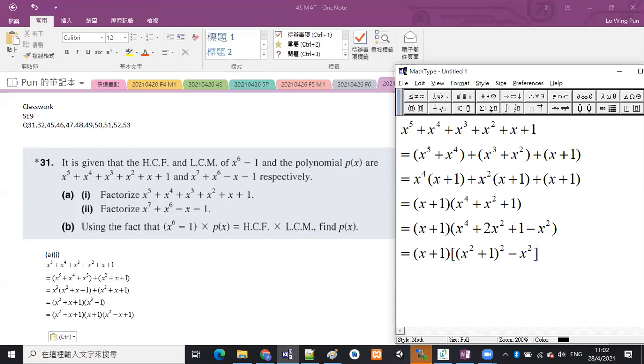And what do we have inside this square bracket? It is in the format of a squared minus b squared, where a is x squared plus 1 and b is x. So we may use the identity of a squared minus b squared to change it to a plus b times a minus b. Okay, so that will be exactly the same as what we have done in method 1.